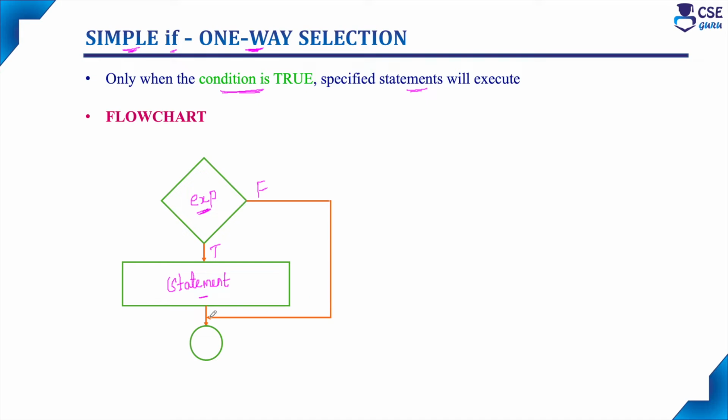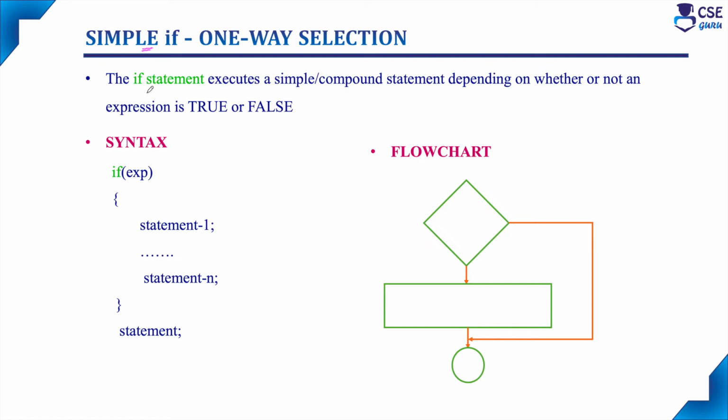The control will just flow to the next part of the C code and continue to execute each and every statement in that C code. Only when this expression is true will this set of statements execute. So this is the one-way selection statement. Only when the condition is true will this execute. When the condition is false, it will just skip this part and continue to execute the next statements in the C code. So simple if comes under the one-way selection statement. The if statement executes either a simple or compound statement depending on whether an expression is true or false. True means it will execute the intended statement; false means it will execute the remaining code in the C program.